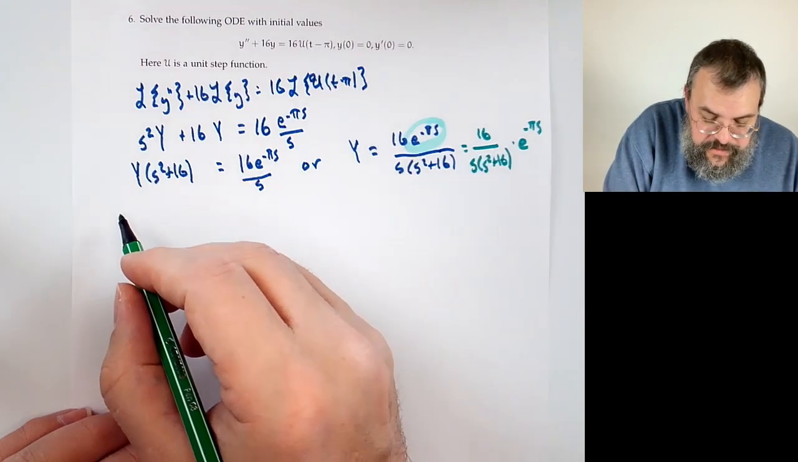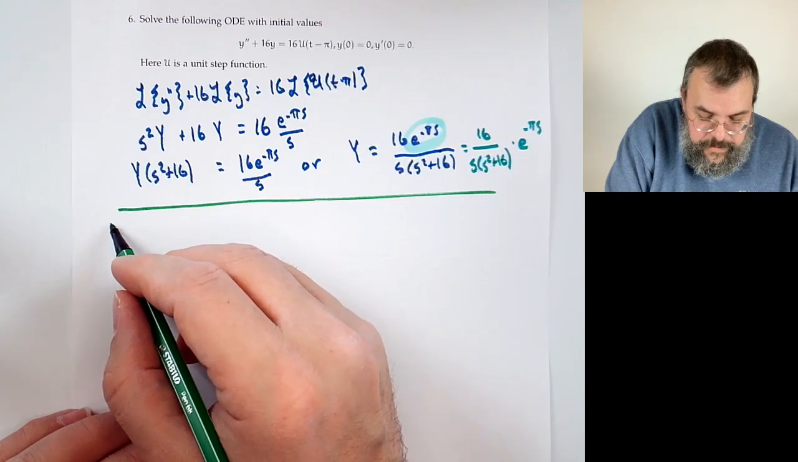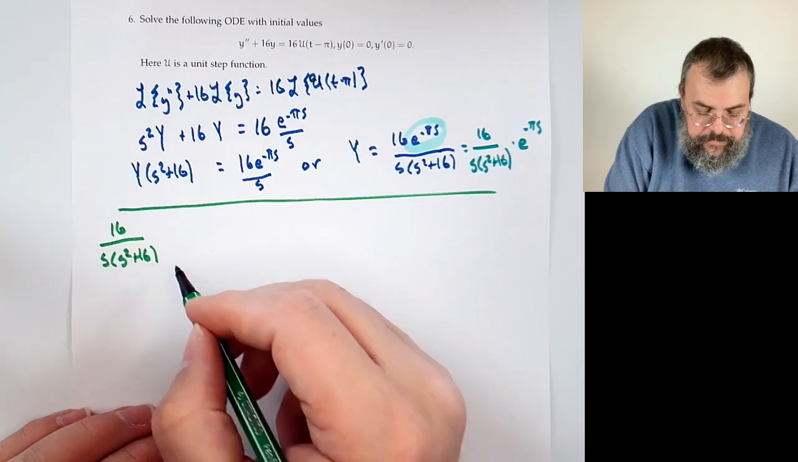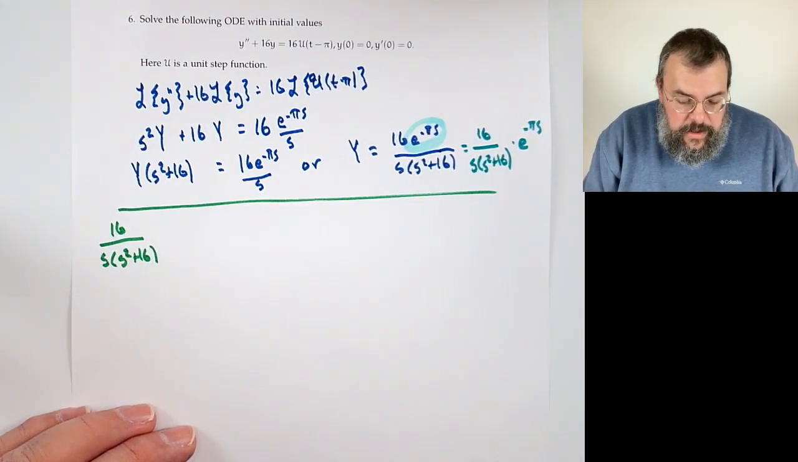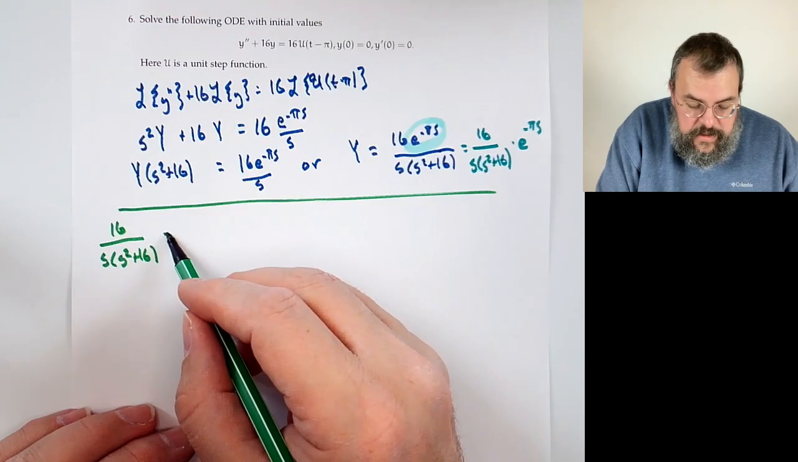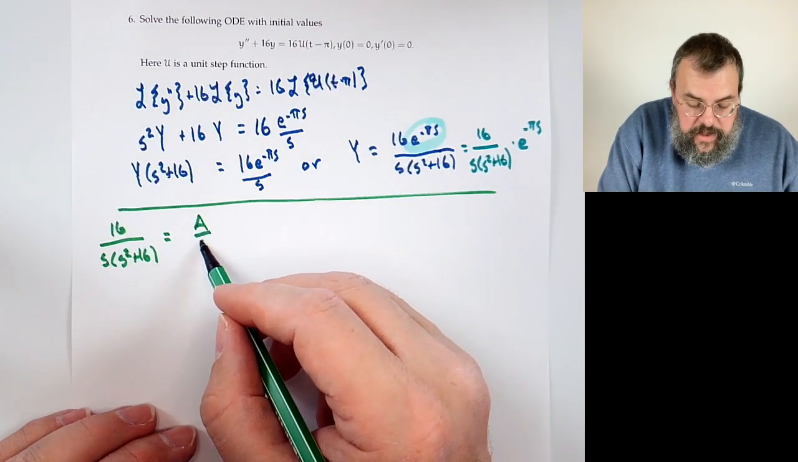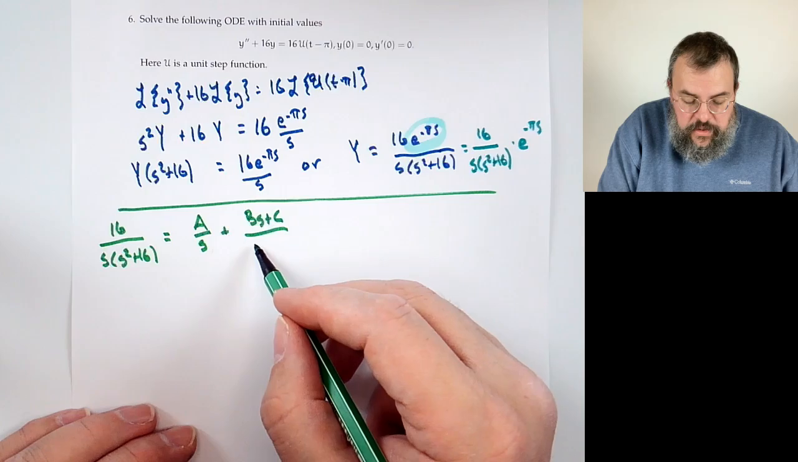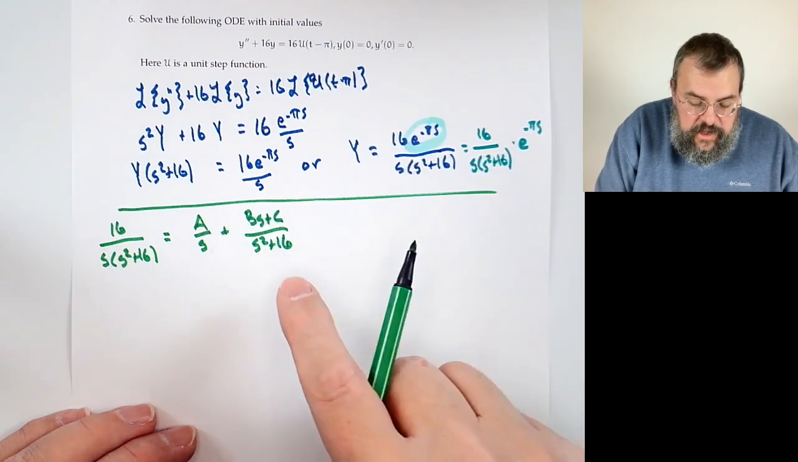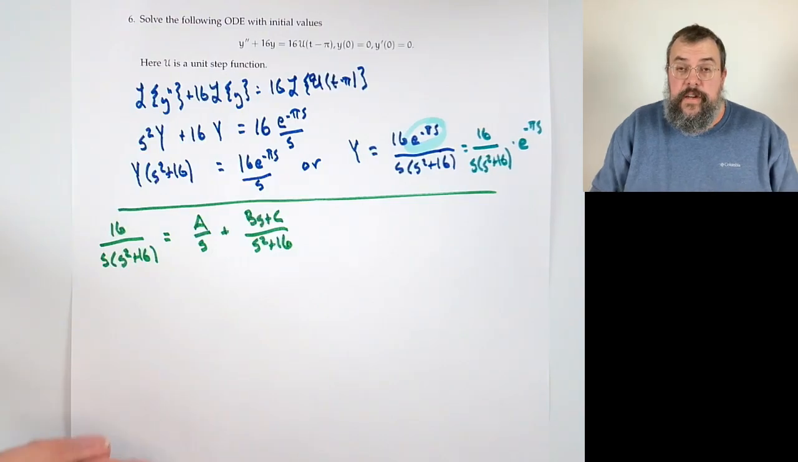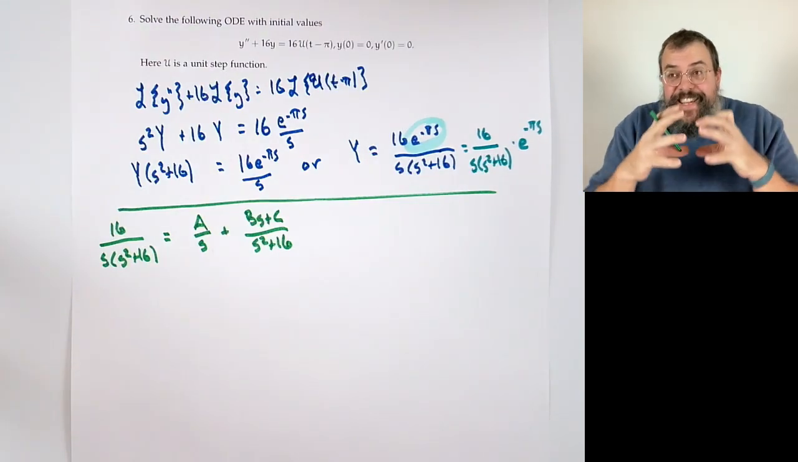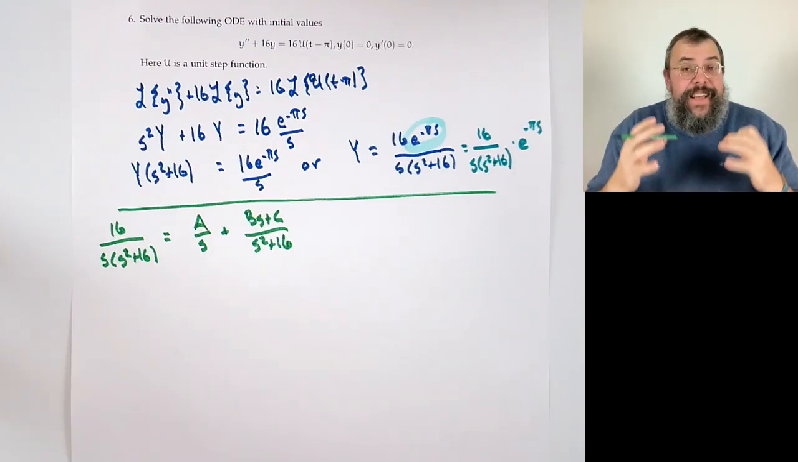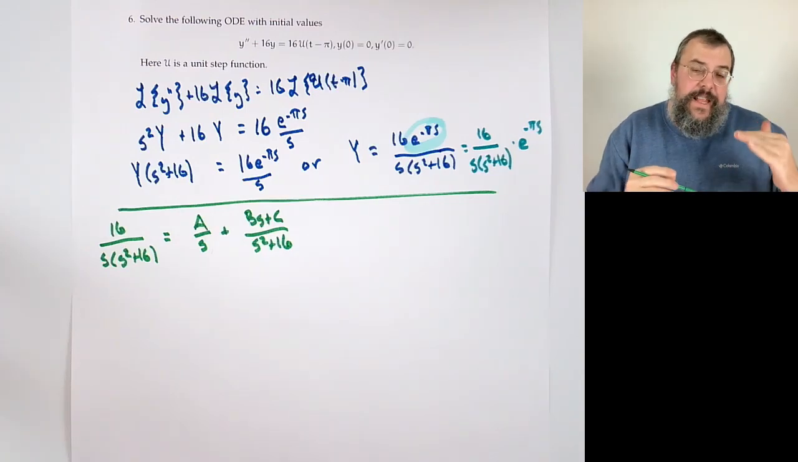Okay, so let's do our partial fractions. So give ourselves some space here. 16 over s times s squared plus 16. All right, well, what is that? We need the form A over s plus Bs plus C over s squared plus 16. Now, here's a case where you do need Bs plus C upstairs, because s squared plus 16 is an irreducible quadratic. It means you can't factor it any further. It's as factored as it's going to get. So you have to have that little piece upstairs.